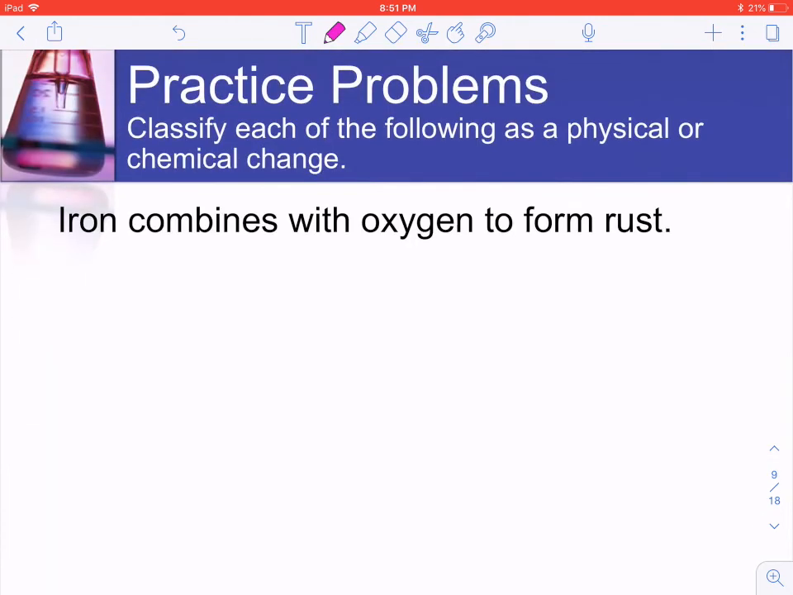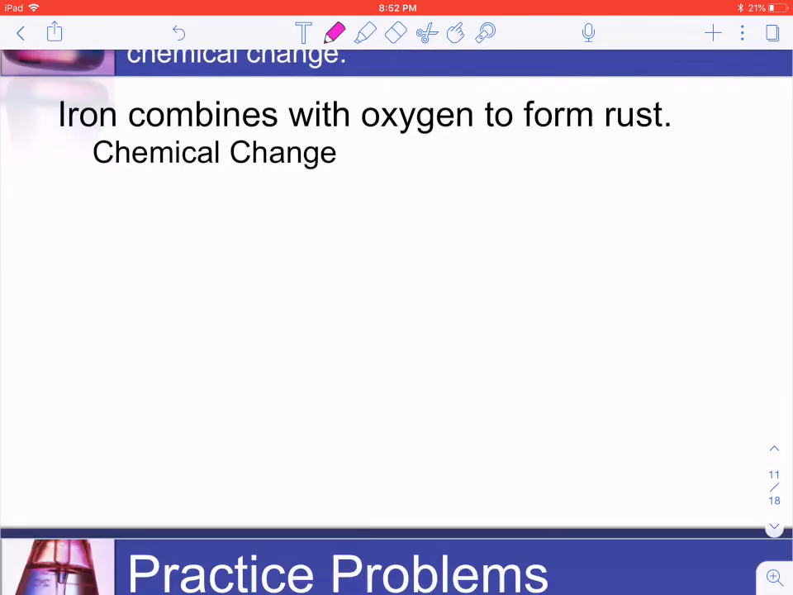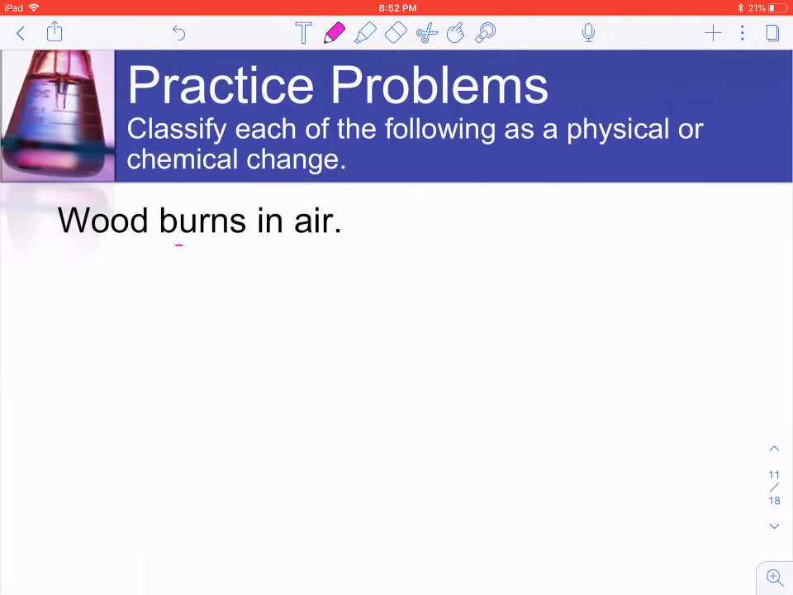Let's talk about iron combining with oxygen. If iron combines with oxygen, we have that same iron and we react it with oxygen, and we won't worry about balancing, but this forms something called Fe2O3 or ferric oxide, which is also known as rust. And so you'll notice that we've changed the chemical composition of that iron, so that means this is a chemical change. Wood burning in air, if it burns, anytime we're burning, we are changing chemical composition. So when we burn, this is a chemical change.